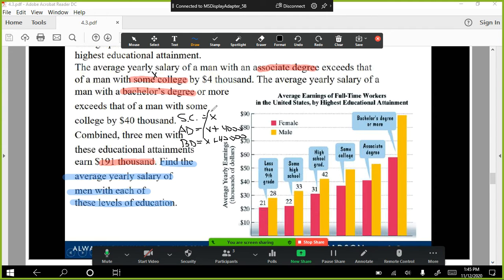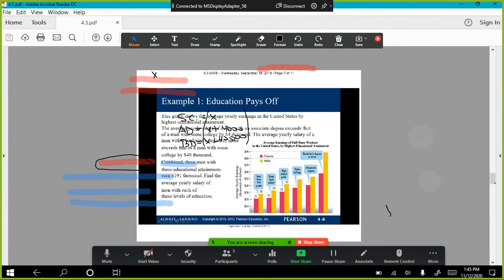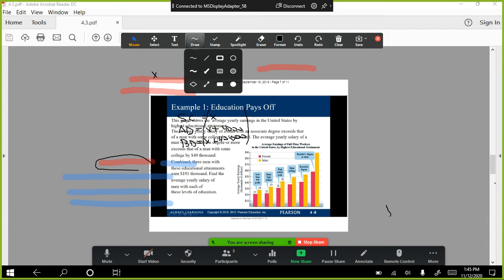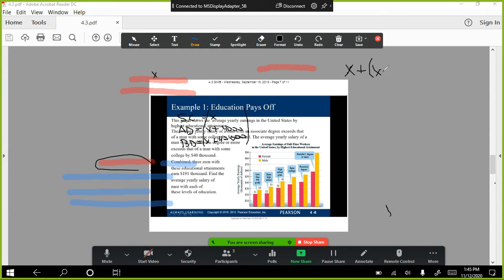And then these three right here added together equals 191,000. All right, so let me see if I can find some room to write on. So what we have is X plus X plus 4,000 plus X plus 40,000 equals 191,000. All right, so now I've set up my equation. Now I need to simplify and solve.